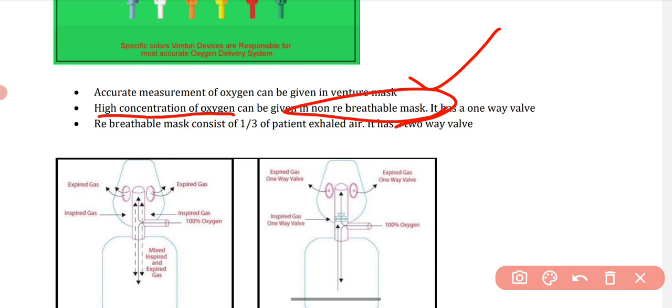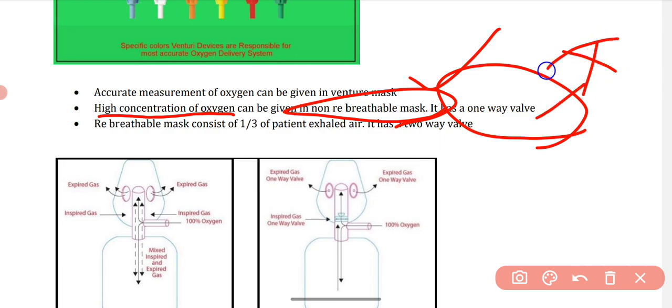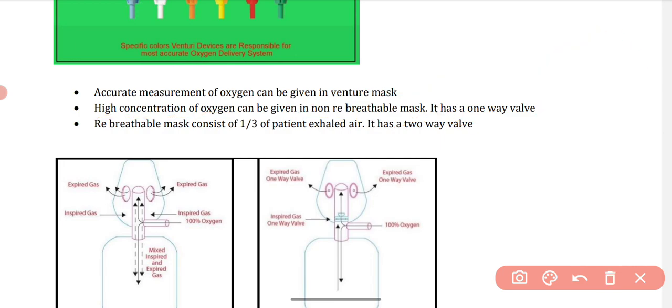Among these, 100% of oxygen can be delivered to the patient only by using the non-rebreathable mask, and it is a one-way valve mask. Very, very important. Many times this question is asked in the examination. And another mask is the rebreathable mask. Rebreathable means they are rebreathing the exhaled carbon dioxide.